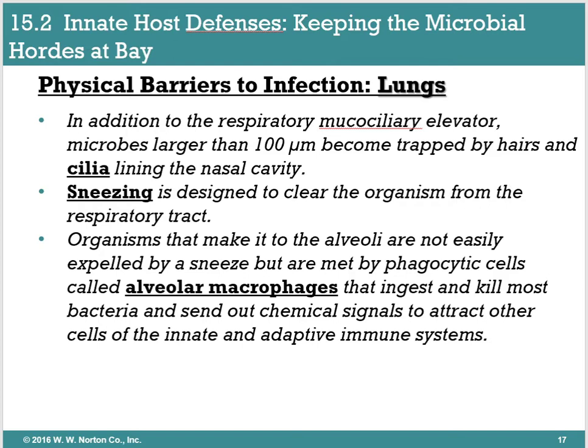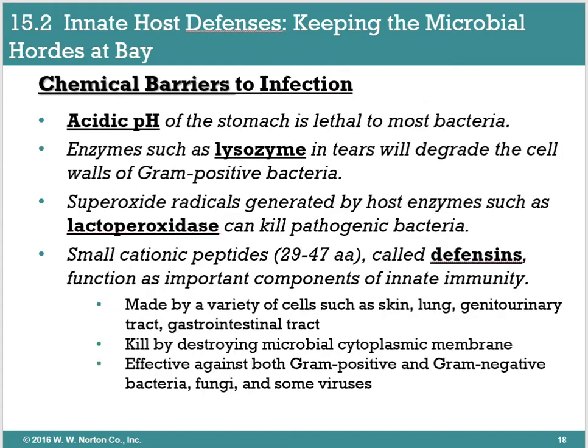Okay, so with that, let's go to chemical barriers. All the ones that we've talked about prior are physical barriers. So let's talk about a few chemical barriers. A chemical barrier is like the enzymes and the pH levels that we have in our body. We are slightly acidic in certain areas, such as our skin, but primarily in our stomach.